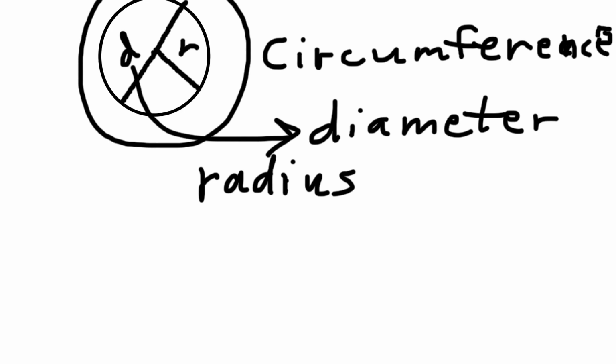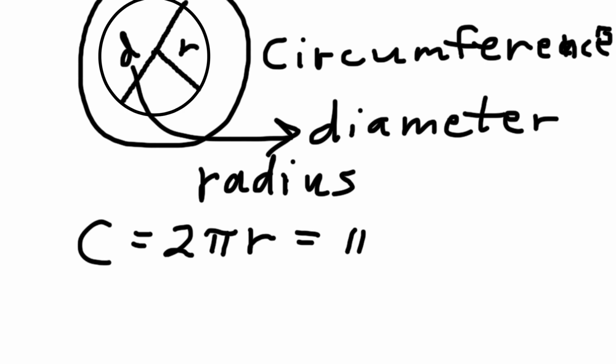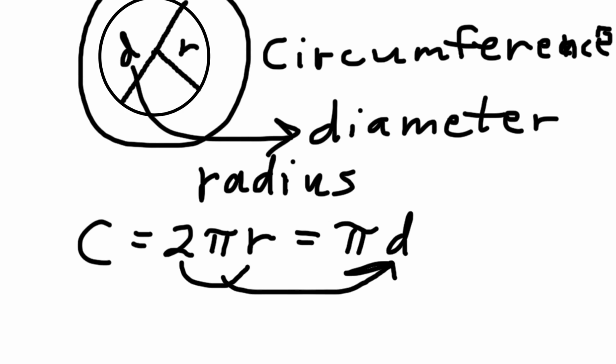Now the circumference formula is 2 pi r. Sometimes it's called pi d, and that's because this 2r equals d. So pi d is the same thing as 2 pi r. Because as you know, by the commutative property, 2 times pi times r is the same as pi times 2r, and 2r is the same as d. So those are the same. But usually you're going to see 2 pi r.